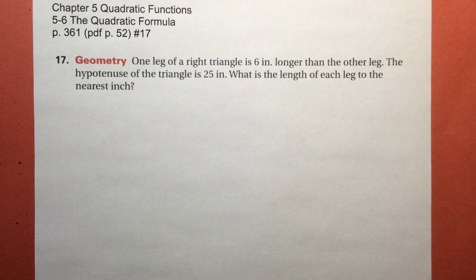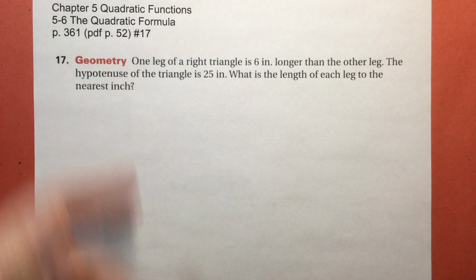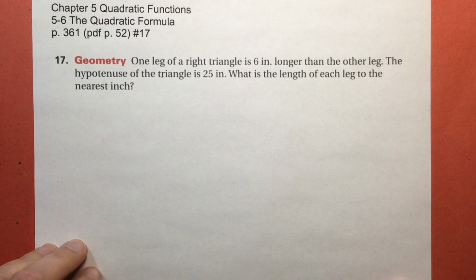Hello, we're on page 361 doing the guided practice problems, and I'm doing problem number 17. For this problem, we are connecting with geometry. A leg of a right triangle is 6 inches longer than the other leg. The hypotenuse of the triangle is 25. We're going to take that information and find out how long each side is. I already know the hypotenuse is 25, so what I'm really looking for are the legs.